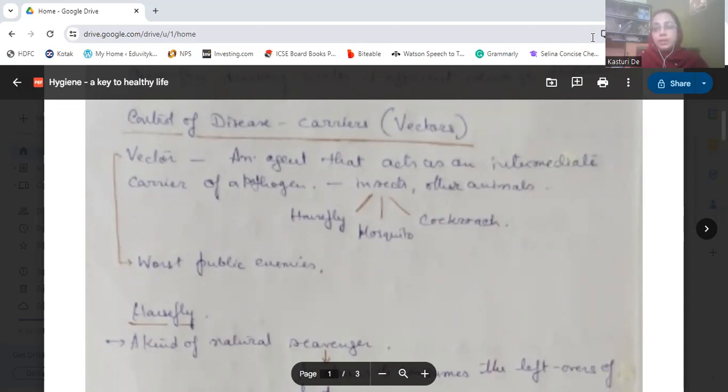Today we will discuss the second part of the hygiene chapter, that is a key to healthy life. Today we will discuss some disease carrier vectors. Disease carriers are also called vectors. So how they carry diseases and how they can be controlled, we will discuss today.